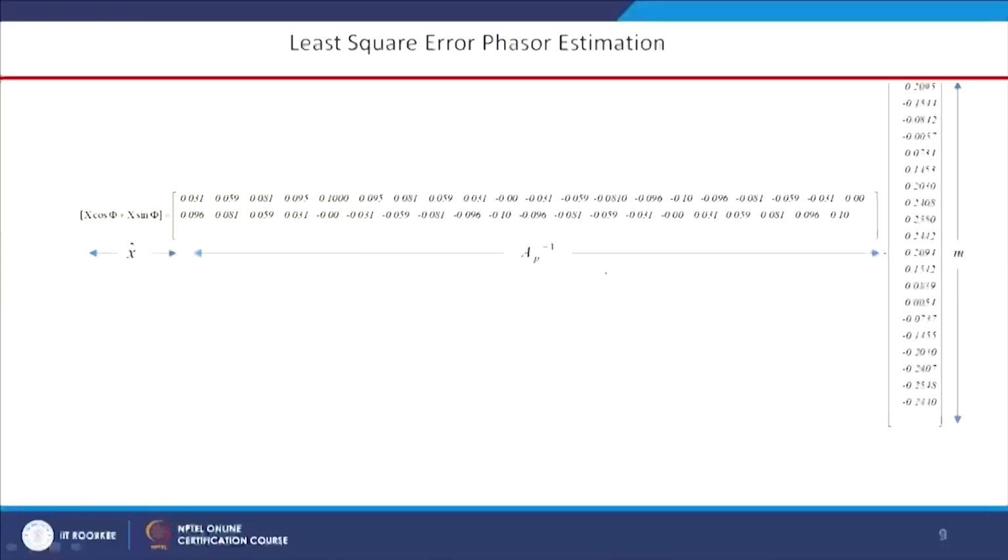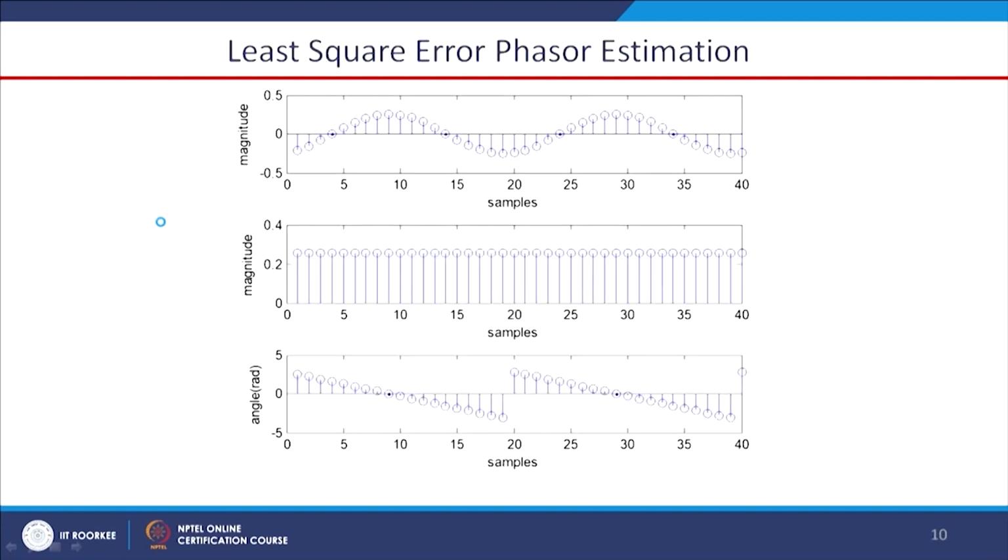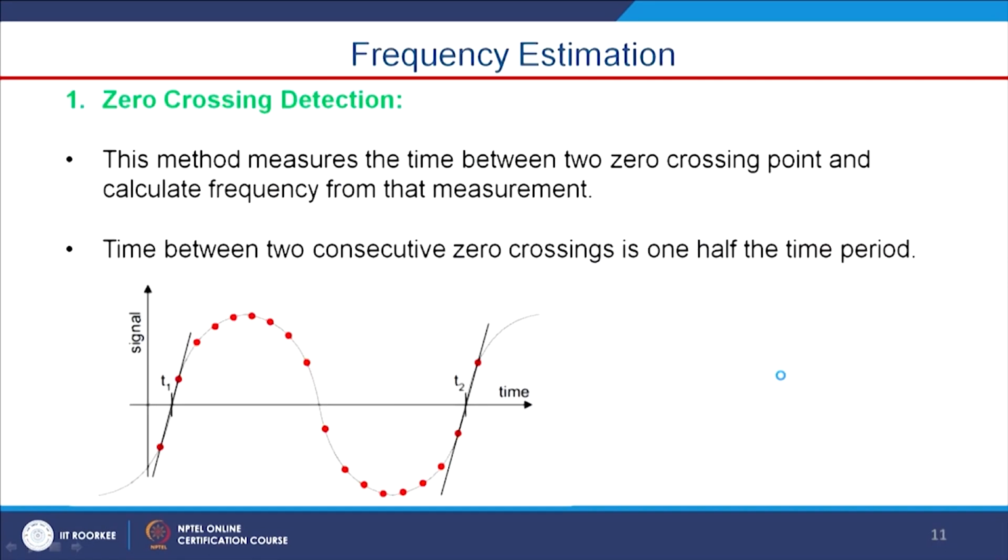This is how we have demonstrated one signal by taking 20 samples. This is how this A matrix looks like, and this is how this measured signal looks like. After that we can always calculate this x cap. This x cap is basically the estimated parameters or estimated phasors. And this is one demonstration where we have taken the current signal and the corresponding angle, this is the magnitude and this is the angle of this particular signal.